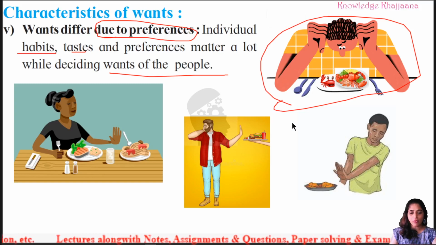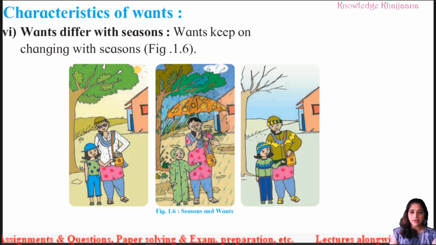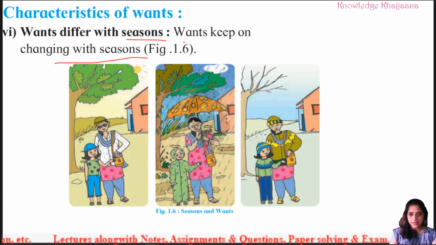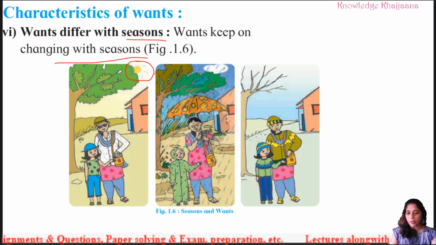What is the next characteristic of want? That is the sixth characteristic of want: wants differ with seasons. See, as the season changes, the wants change. Wants keep on changing with season. This picture illustrates the concept, right? When it is a sunny day, when the sun is shining brightly in the sky, what do we wear? We like to wear goggles, we like to wear caps, then we will like to wear a sun coat. Why? There is sun and we want to protect our body, our skin from the sun. So we are wearing a sun coat, goggles, scarf. These things are worn only on sunny days.